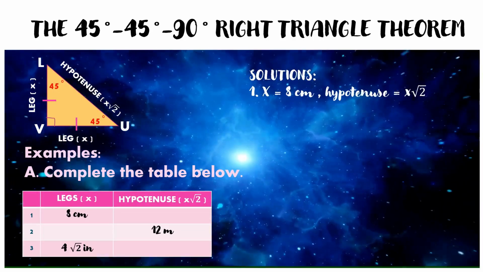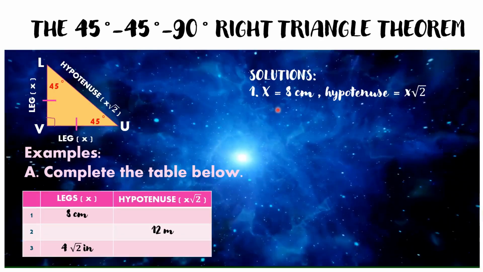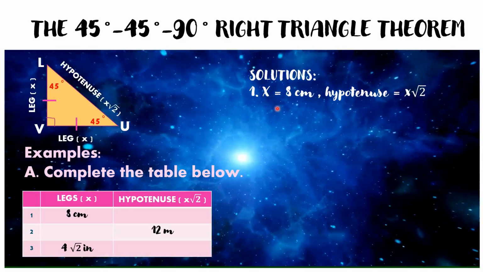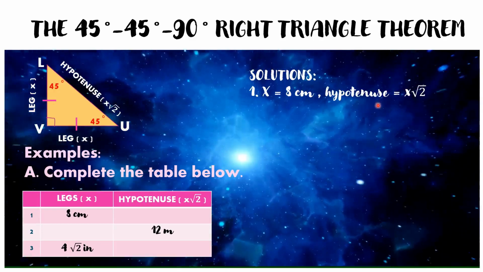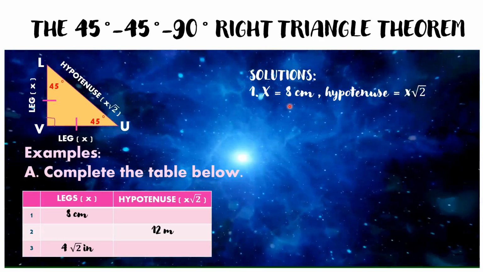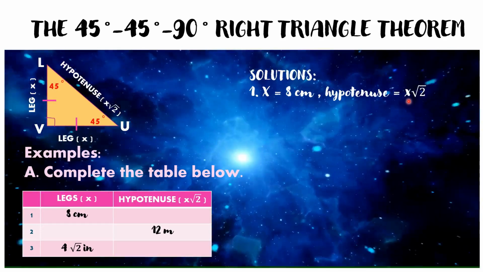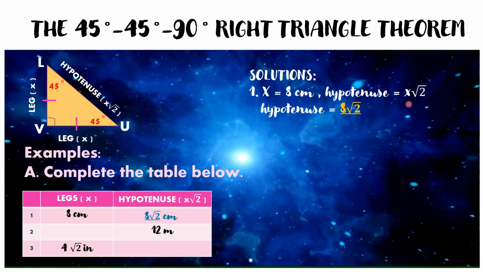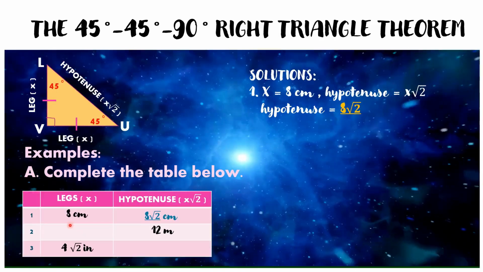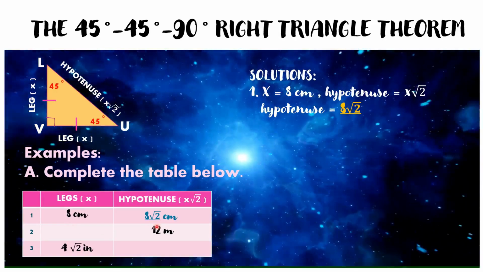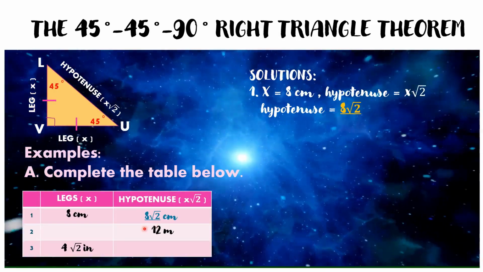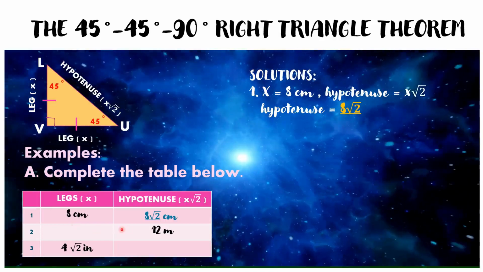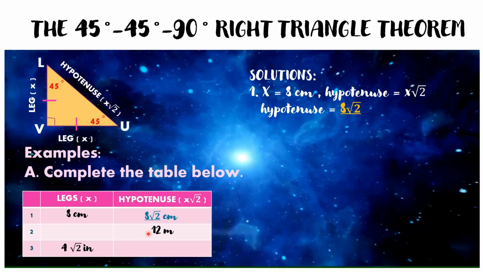For number 1, the given legs are equal to 8 centimeters. So, x is equal to 8 centimeters. Since the hypotenuse is represented by x square root of 2, we substitute 8, which is the value of x. So the measure of our hypotenuse is 8 square root of 2. Again, the legs, which is 8 centimeters, we just multiplied by square root of 2. So when the legs measure 8 centimeters, the hypotenuse is 8 square root of 2 centimeters.